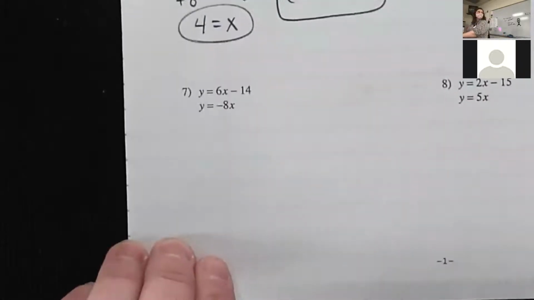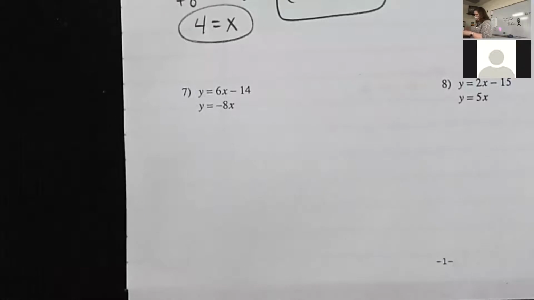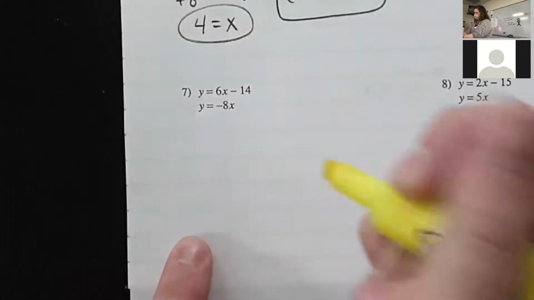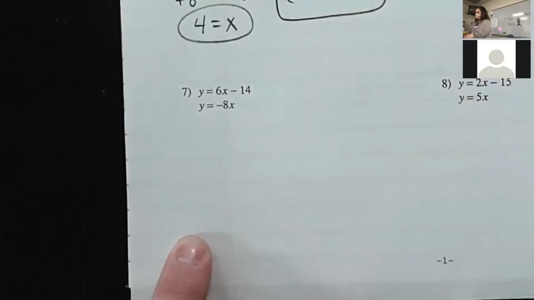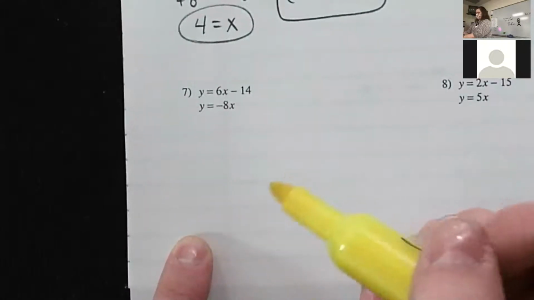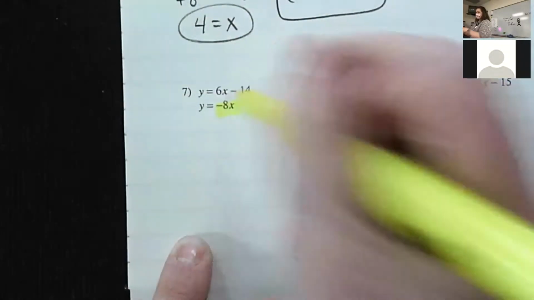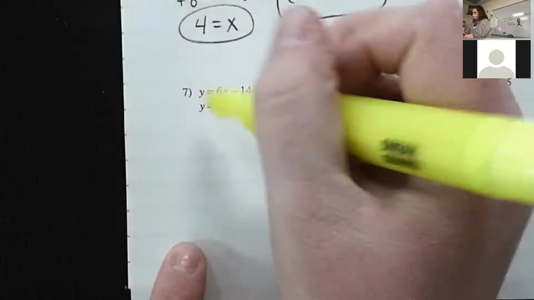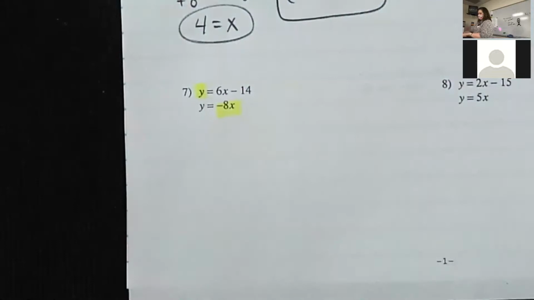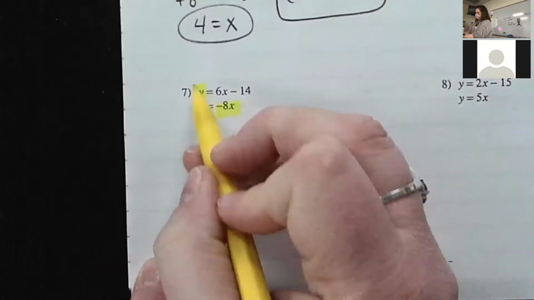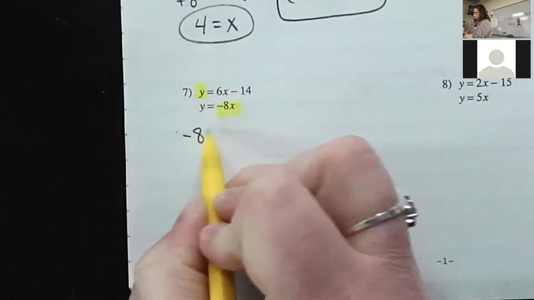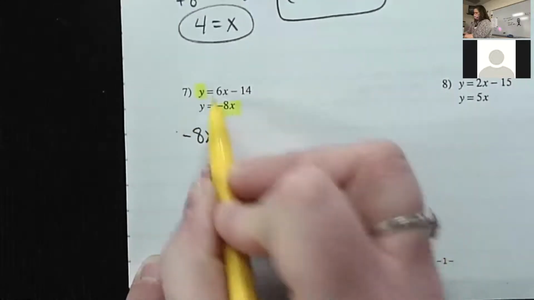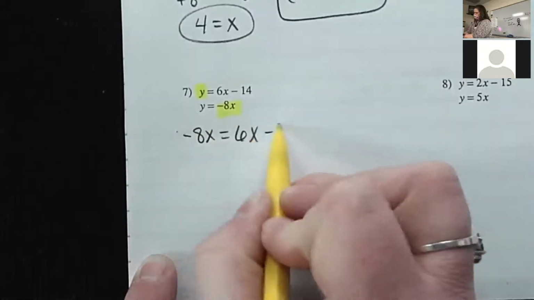Okay, let's look at number 7. Which one should I highlight? Which one's smaller? The negative 8x. That's usually the one I want to highlight because it's easier to plug into the other one. So wherever I see a y in that equation, because that's what y equals, I'm going to put in that negative 8x. So I have negative 8x instead of the y in y equals 6x minus 14.